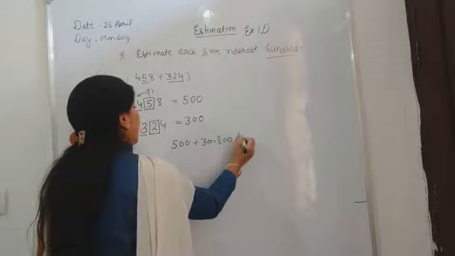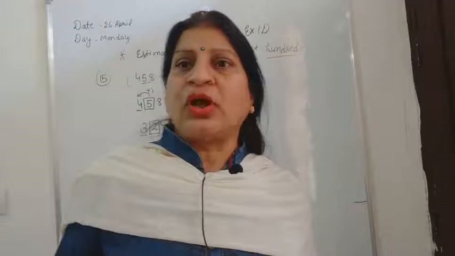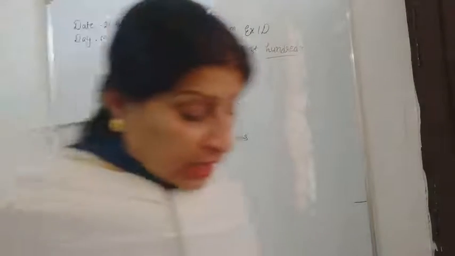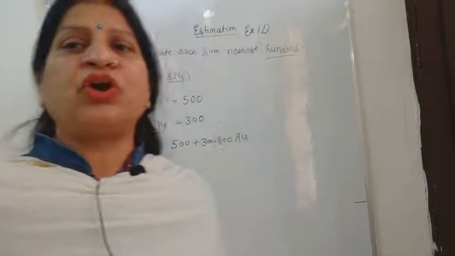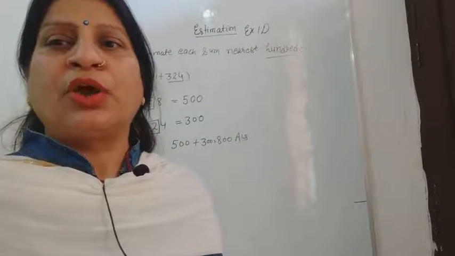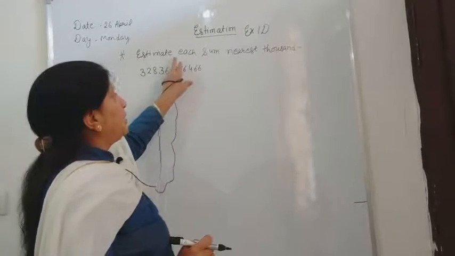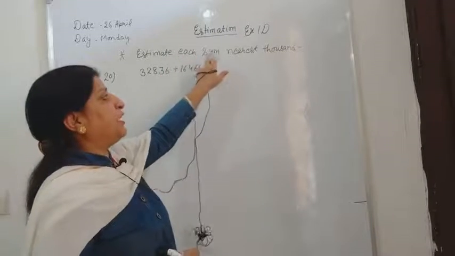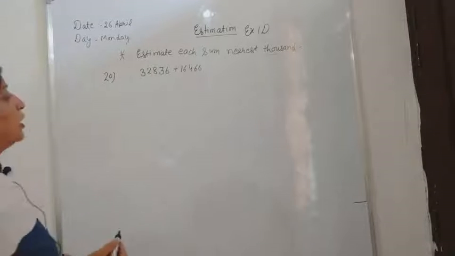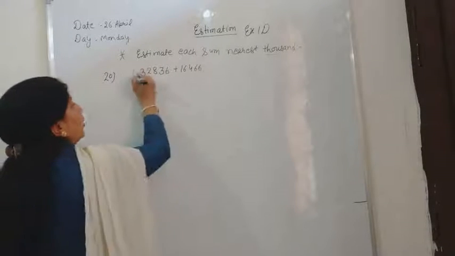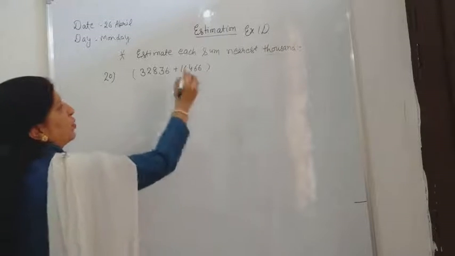Clear this one? Now I hope you are able to solve these questions. So the other questions, question number 14 to 19, this is your homework and you have to do it yourself. Let us start our question number 20, and in this question you have to estimate each sum to the nearest 1000. Again the question is the same, only we have to change the number at the place of 1000.